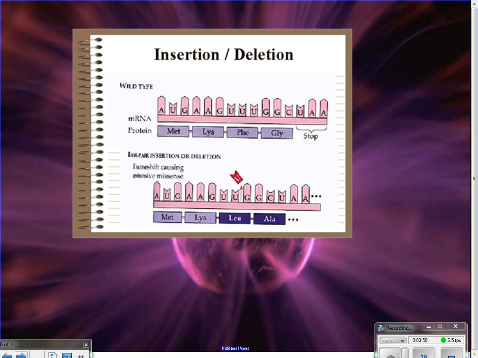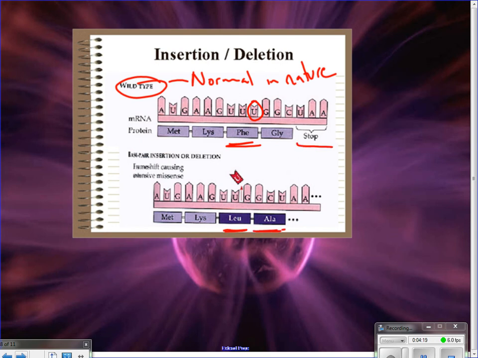So to look at a couple examples, by the way, when we talk about wild types, what we mean is normal in nature. So that's what we would find in nature. And so in this case, we're deleting a uracil out of this codon here. And that causes a shift in the reading, which not only changes the amino acid sequence, now we have a leucine and an alanine, but notice where we had a stop, we no longer have a stop. So our ribosome is going to keep producing until it reaches another stop. And this is going to be very bad.